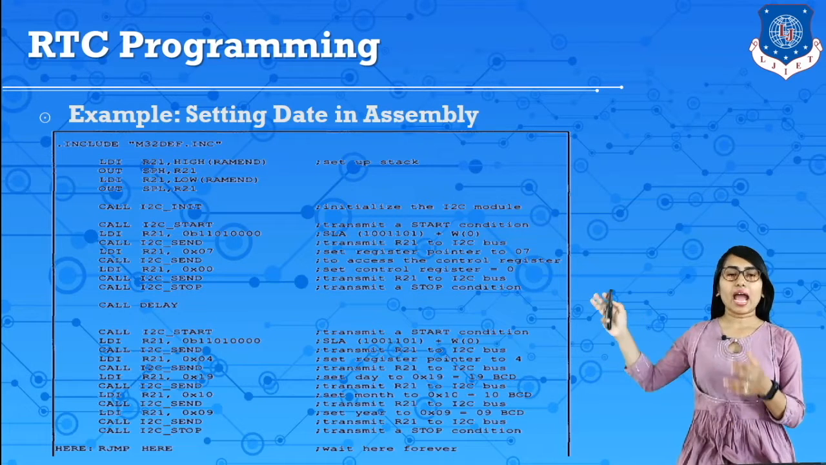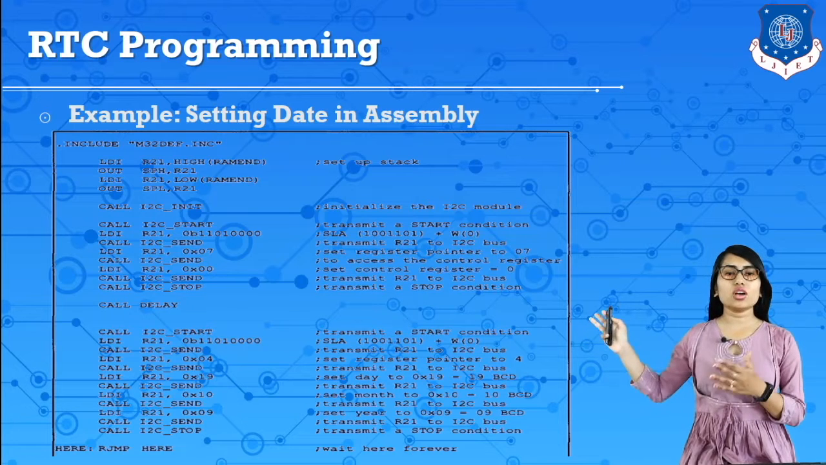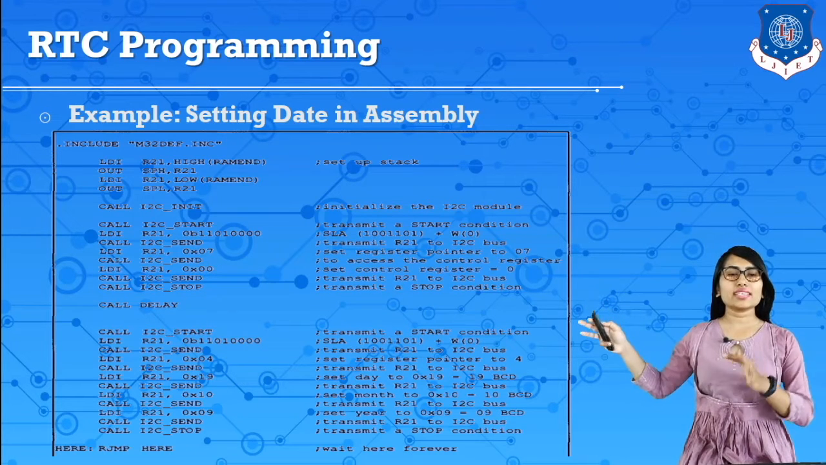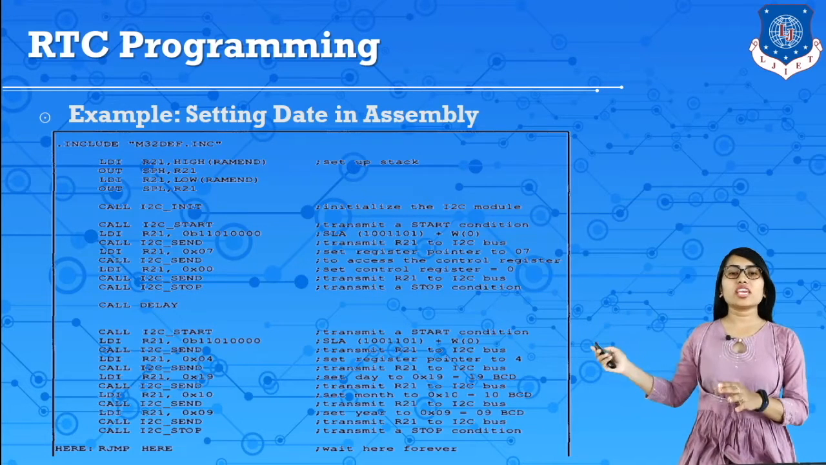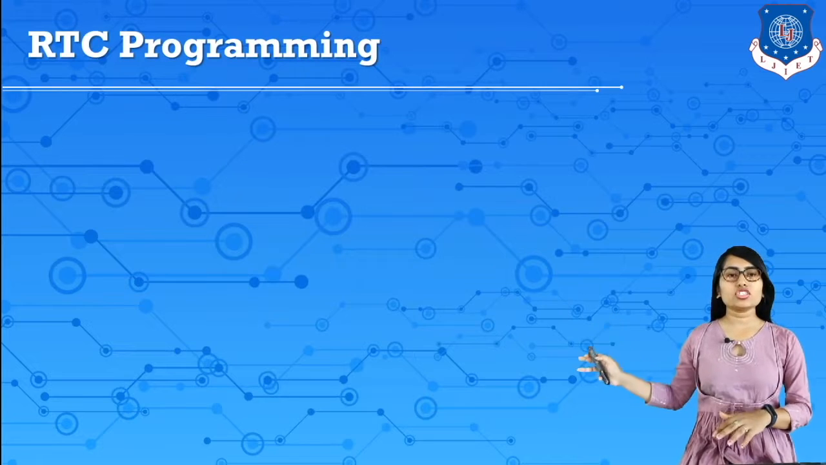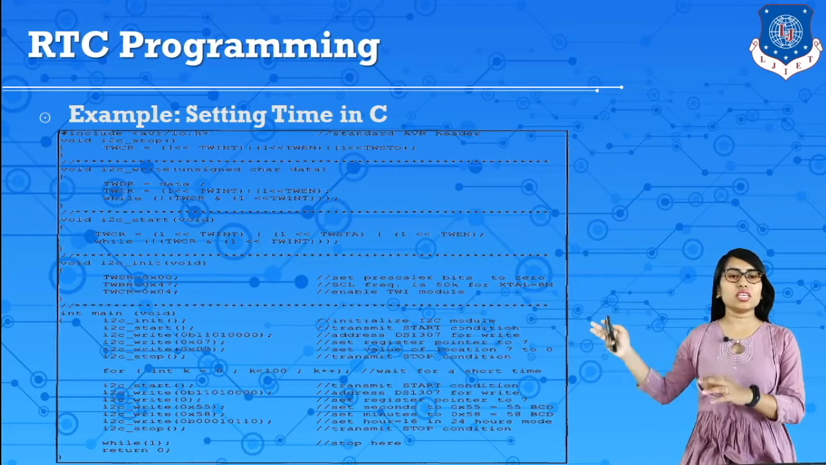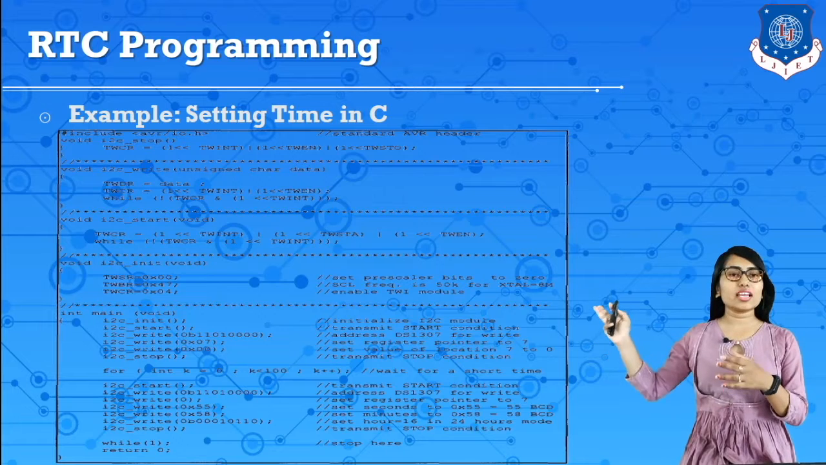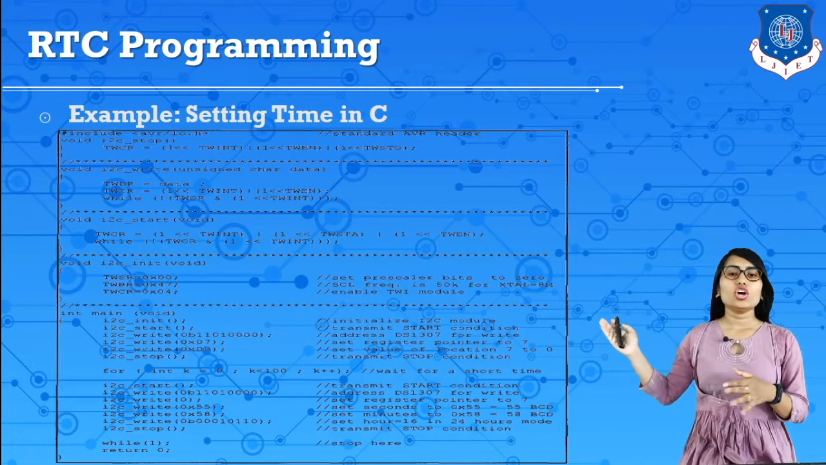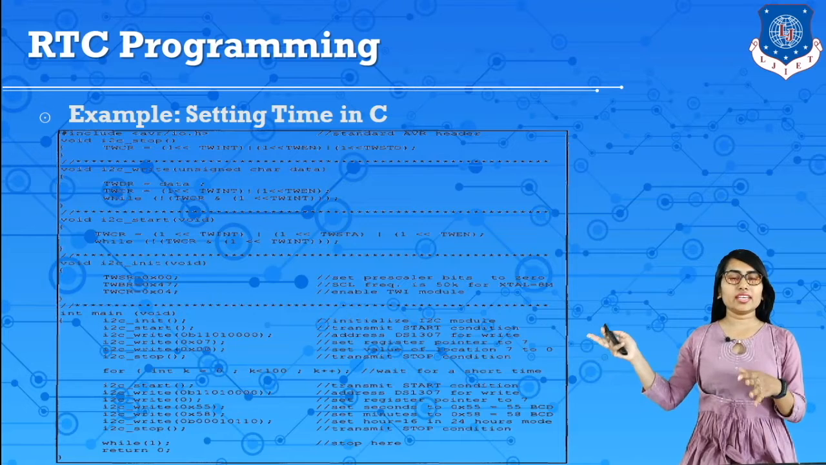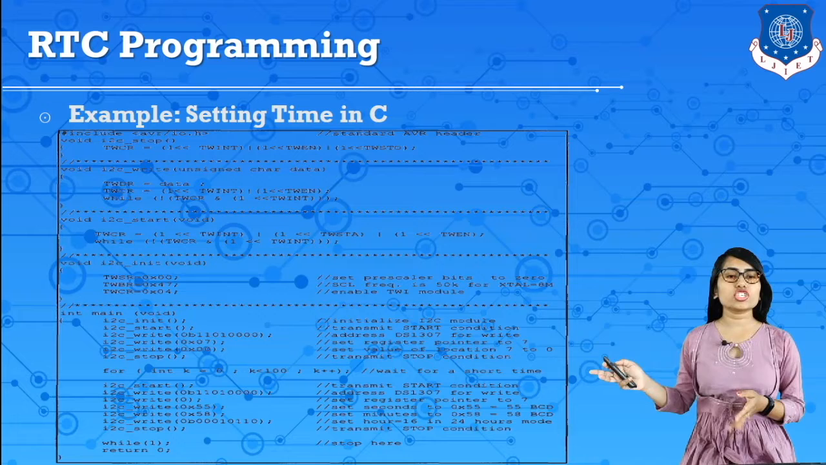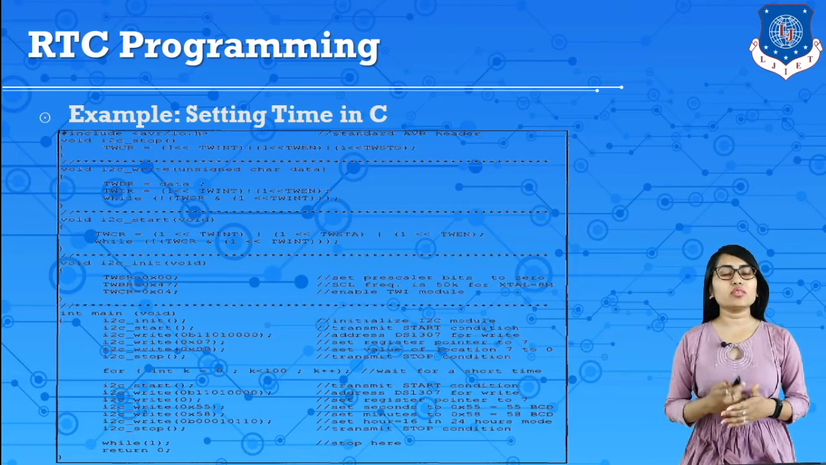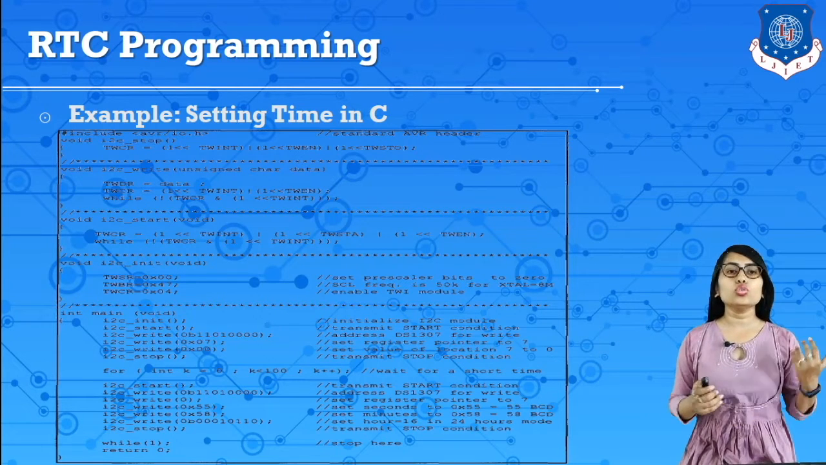These are all the I2C call functions. Using these call functions, I2C can be initialized, started and stopped, and then used for setting a date in assembly. The same thing can be done in C like this. We can set a time in C by calling and initializing these conditions and then loading the values, and then writing the conditions in I2C: initialization, then start and write functions. So this is how we can set a time in C using the RTC through the AVR microcontroller.